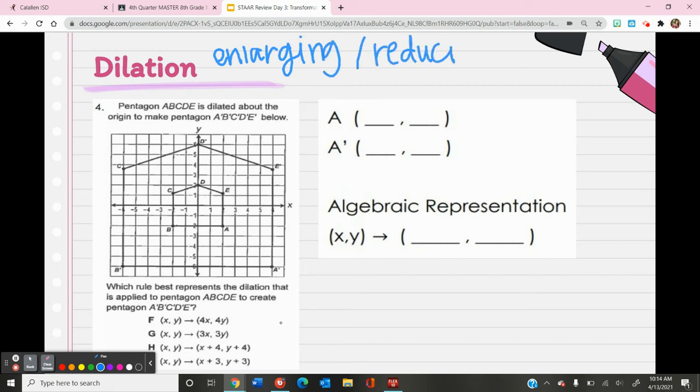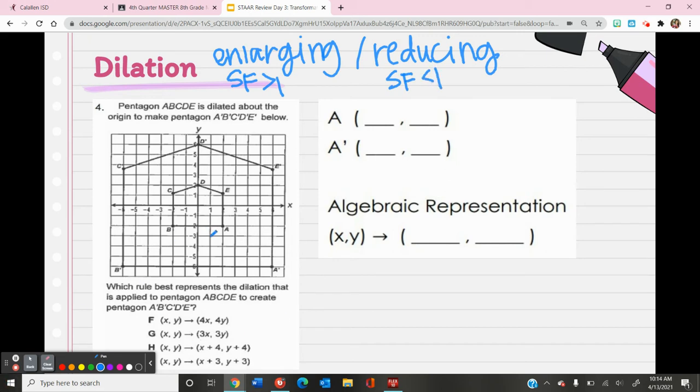So if your scale factor, or if your original image to your new image gets bigger, this means you're enlarging, and that means you're going to have a scale factor greater than 1. But if you're reducing, this means that you are making it smaller, and this means you're going to have a scale factor that is less than 1.